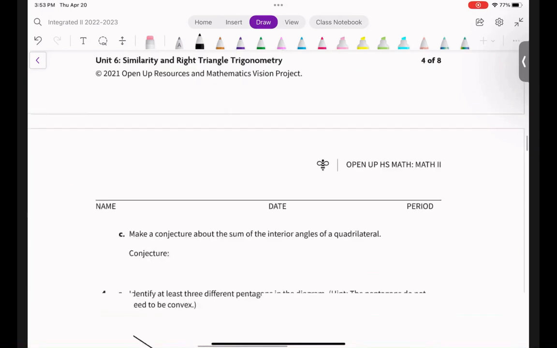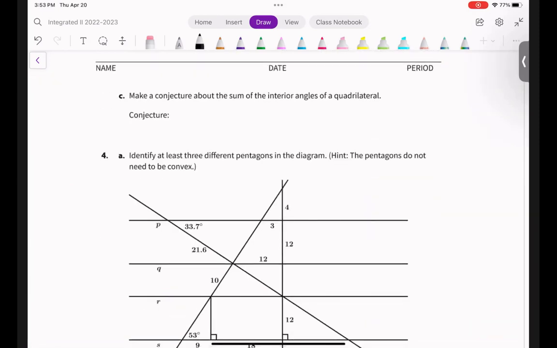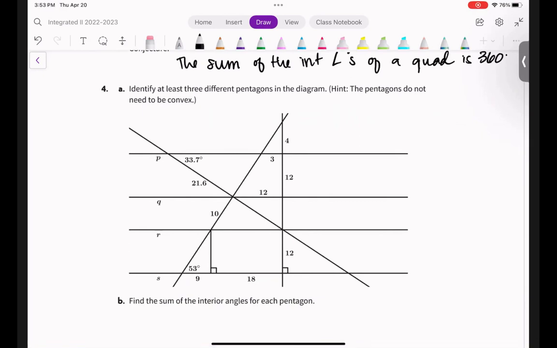Okay. Make a conjecture about the sum of the interior angles of a quadrilateral. So maybe you said the sum of the interior angles of a quad is 360, and that'd be right. So this one says now identify 3 different pentagons. So pentagon is just a 5-sided shape.